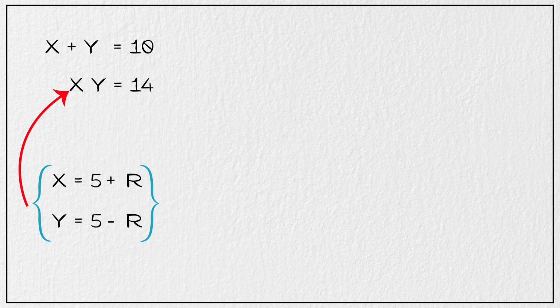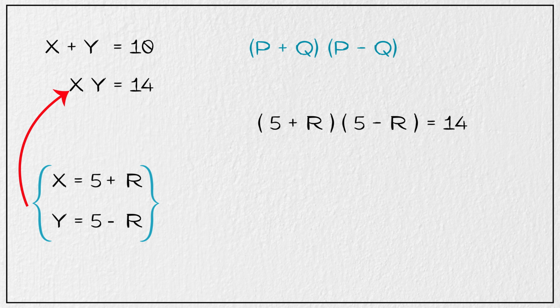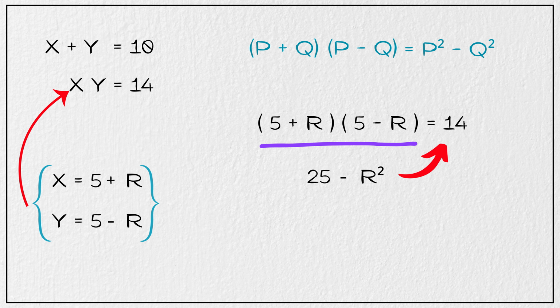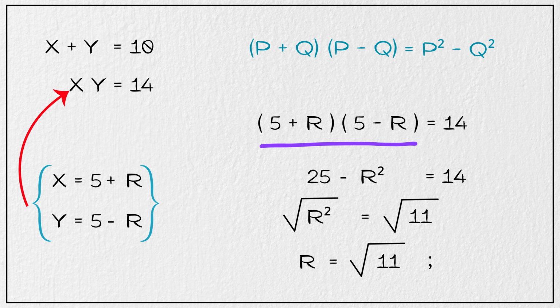Now substituting these into the product we get, (5 plus r) times (5 minus r) equals 14, right? Using the difference of squares identity, that is, (p plus q) times (p minus q) equals p squared minus q squared, this becomes 5 squared minus r squared, which is 25 minus r squared, correct? Now equating this with 14 gives us 25 minus r squared equals 14. Now shift this r squared here and 14 here to get r squared equals 25 minus 14, which is 11, and taking the square root we get r as positive root 11 or negative root 11.